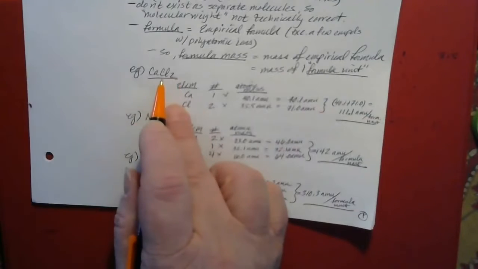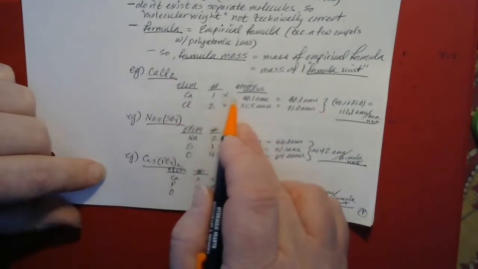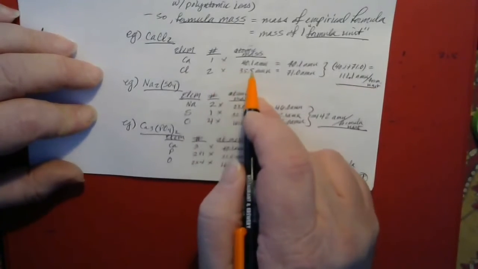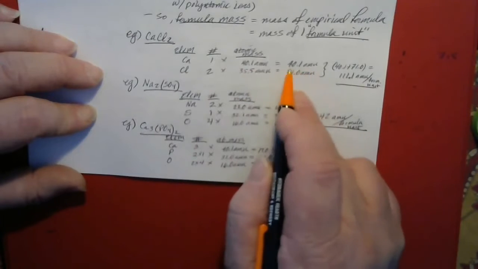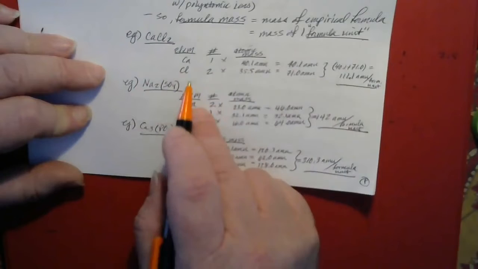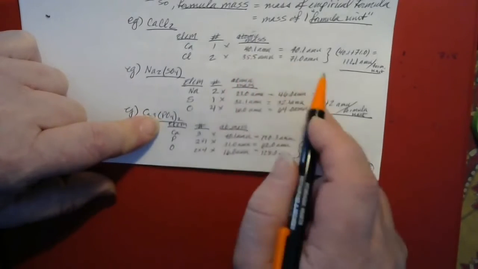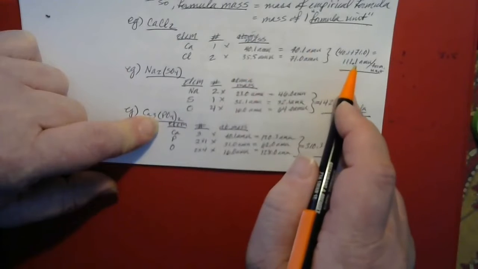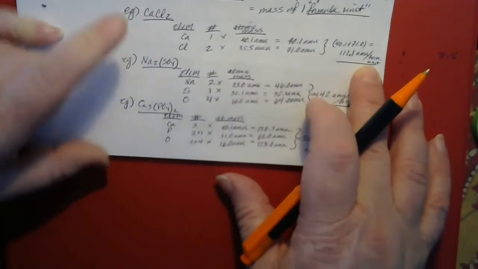If you have calcium chloride, which has the formula CaCl2, then for calcium, you've got one of them, and the periodic table says that an average atom of calcium has a mass of 40.1 atomic mass units. That would mean 40.1 atomic mass units for calcium. And you've got two chlorides, and each of them has a mass of 35.5 AMUs, which is 71 AMUs for the both of them. And when you add those up, you get 111.1 atomic mass units per formula unit for this compound.